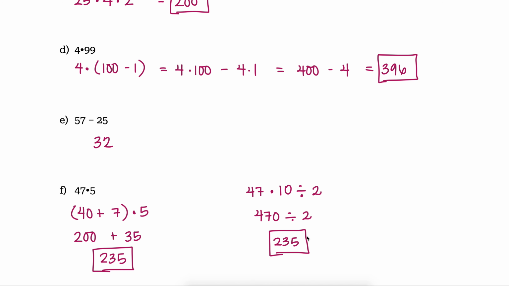In the next video, we're going to look at a few more tips and tricks for working with mental arithmetic and estimation.